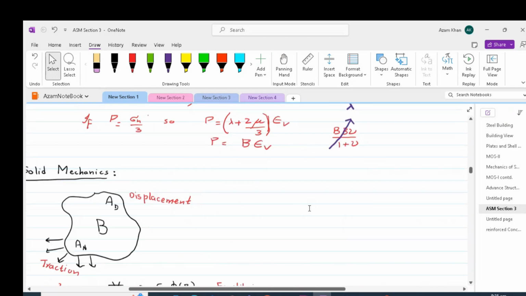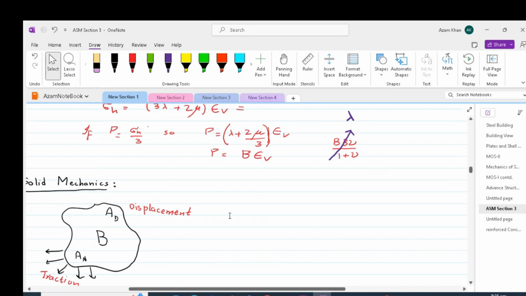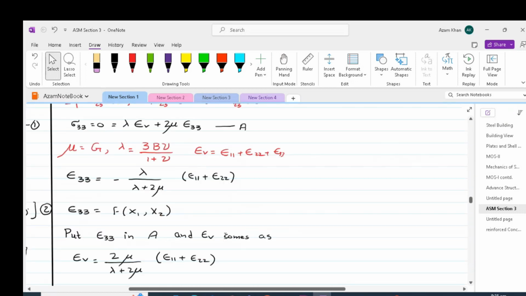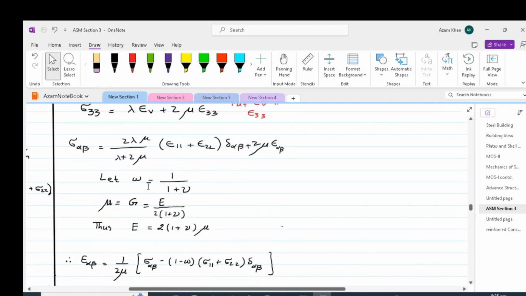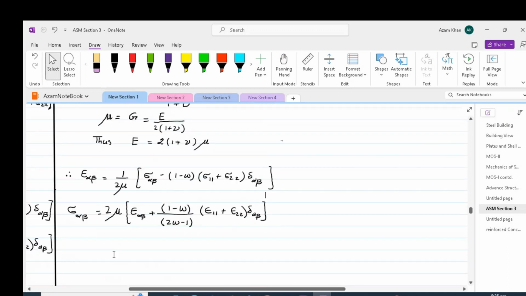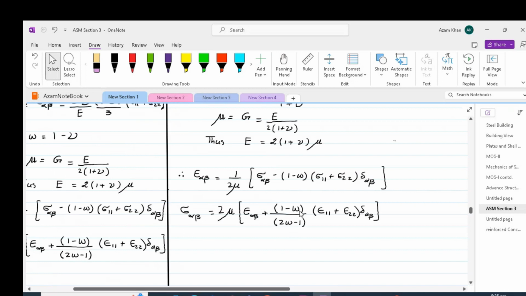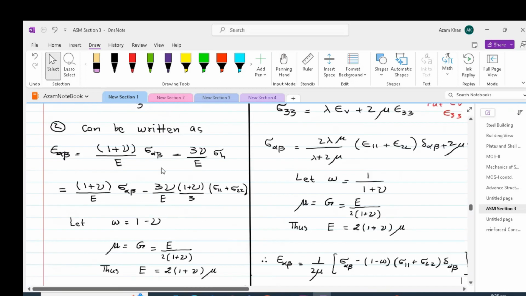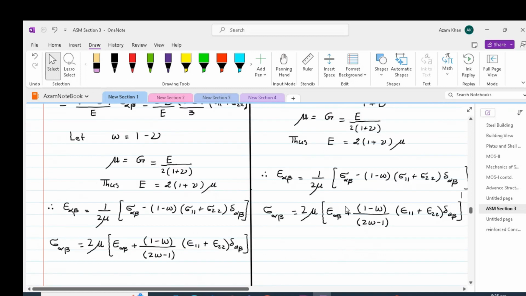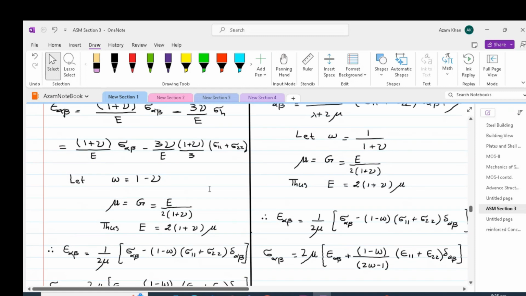From here we can bring omega into the definition of these constants, and our omega would be 1 by 1 plus nu, and that's how we change it to the stress and strain problem in omega and mu. This is similar to what we did previously. So in the end, we'll find that the stress and strain formulations for both plane stress and plane strain are in the same shape, the difference being in omega. For plane strain, we have omega equal to 1 minus nu, and for plane stress, we have omega equal to 1 by 1 plus nu.